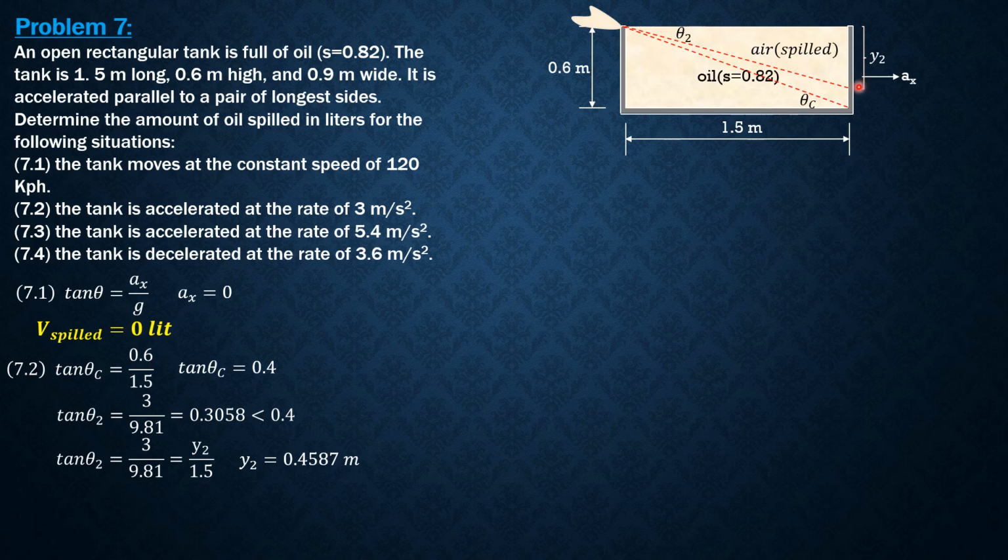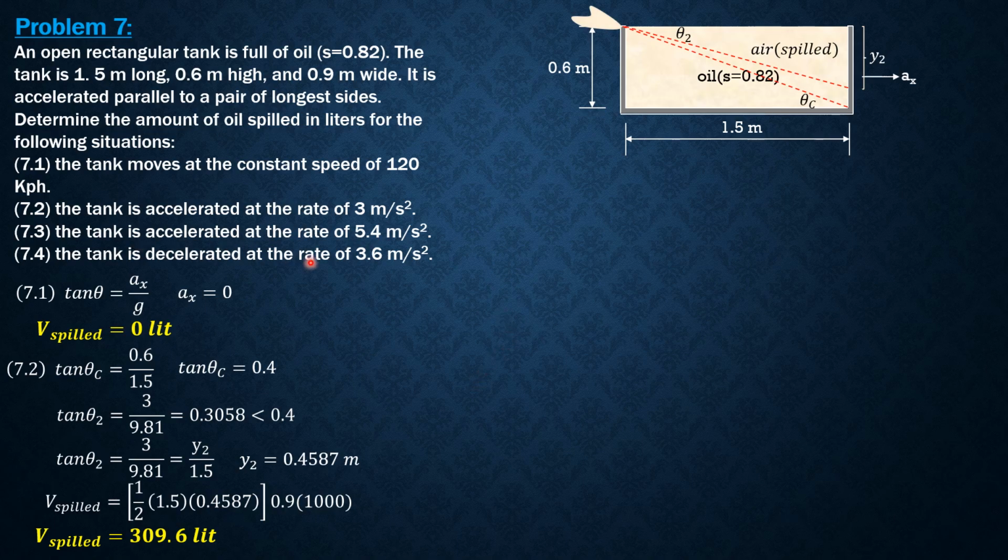So from here, we can now compute the volume of oil spilled, which is this portion, because this is replaced by air, and this is just the volume of this triangular wedge. The volume of a triangular wedge is simply area times width perpendicular to the board, 0.9. So 1/2 of 1.5 times y2, 0.4587, times width 0.9, then times 1,000 to convert it to liters. So volume spilled in part 2 is equal to 309.6 liters.